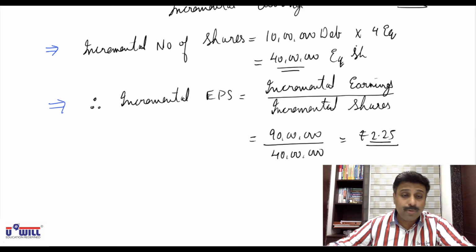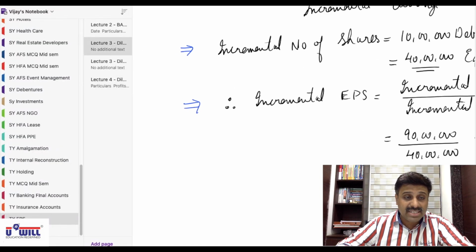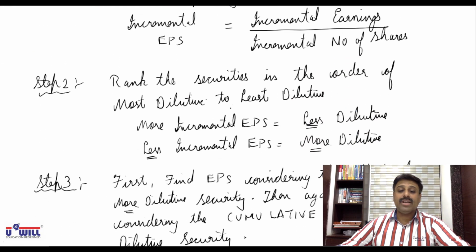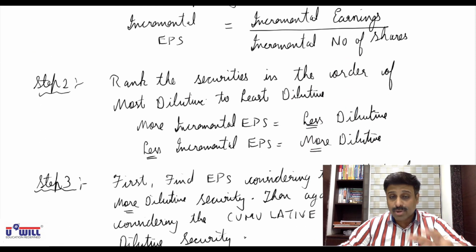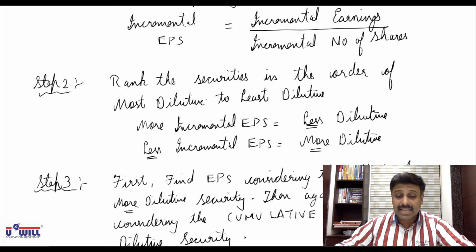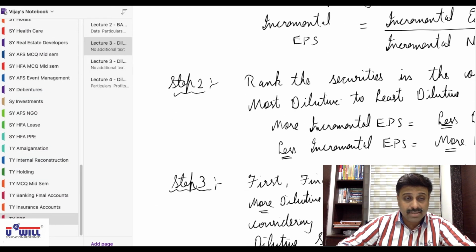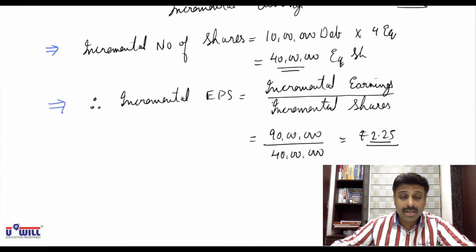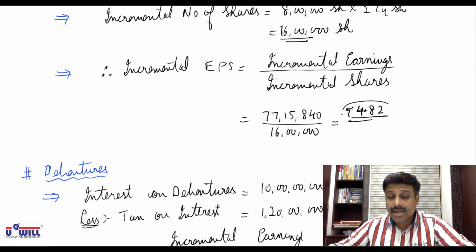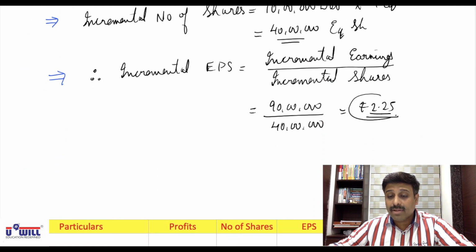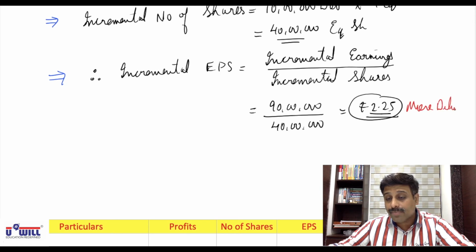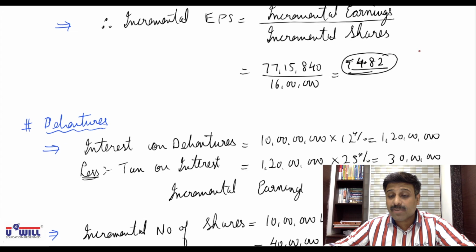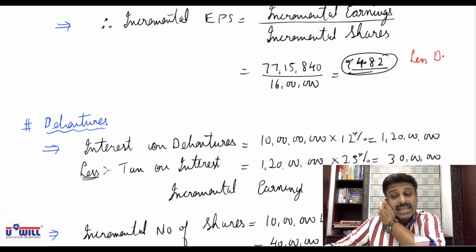Okay. Now first step is done, find the incremental EPS. What is the second step I made you write? Rank the securities in order of most dilutive to least dilutive, and I told you it's a reverse here. More EPS is less dilutive, less EPS is more dilutive. See the answers, what did we get? 4.82 and 2.25. So opposite, 2.25 where we get less answer is more dilutive, and mark it with pencil, 4.82 where we get more EPS is less dilutive.